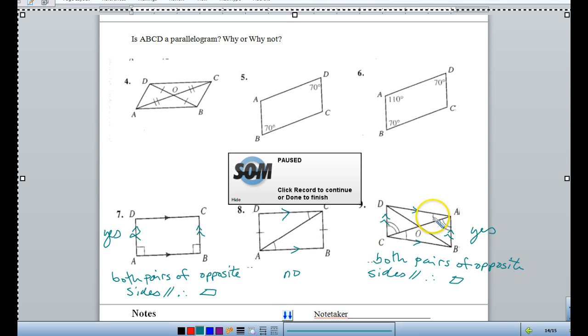And the last one. These 2 pairs of alternate interior angles make these 2 sides parallel, and these 2 pairs of alternate interior angles make these 2 sides parallel. So, since I have both pairs of opposite sides parallel, it is a parallelogram.